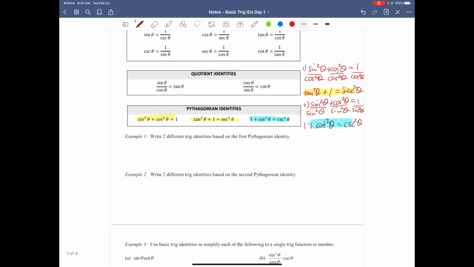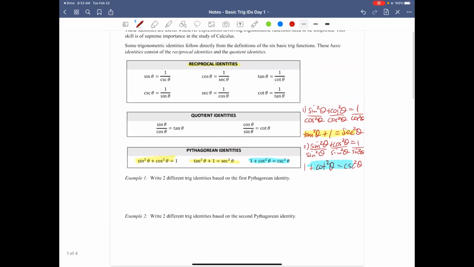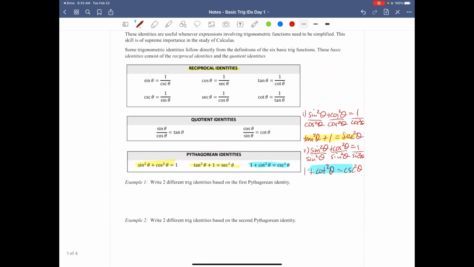And so now if we look at example 1 and 2, what I want us to do is write two different trig identities based on this first Pythagorean identity, namely sine squared theta plus cosine squared theta is equal to 1. And the reason I want us to do this is because we're going to need to be able to see this identity in a rearranged form.